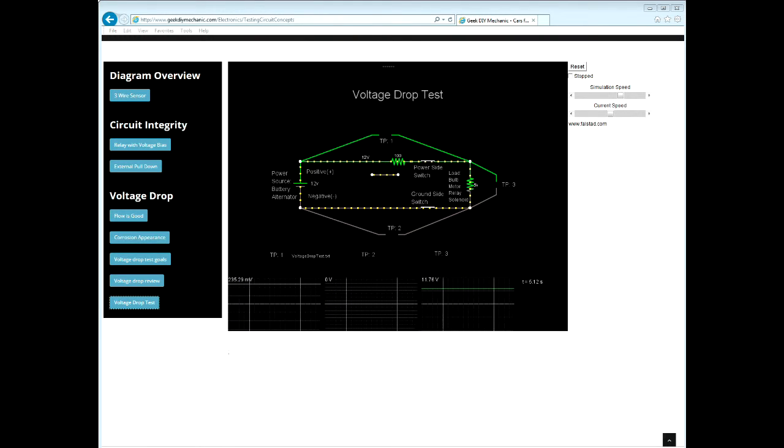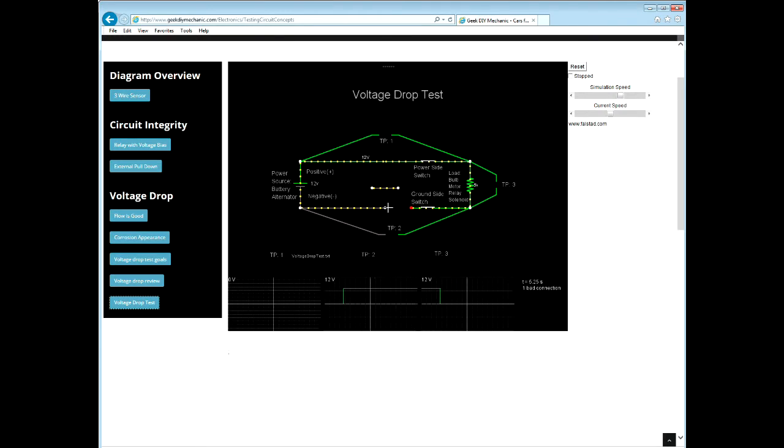Let's add corrosion in the form of resistance to the low side of the circuit and see what we notice. Well, we see that test point 2 is now reading an unacceptable value of greater than 200 millivolts. In addition, the load is not receiving all of the voltage. It is dropping 11.76 volts.